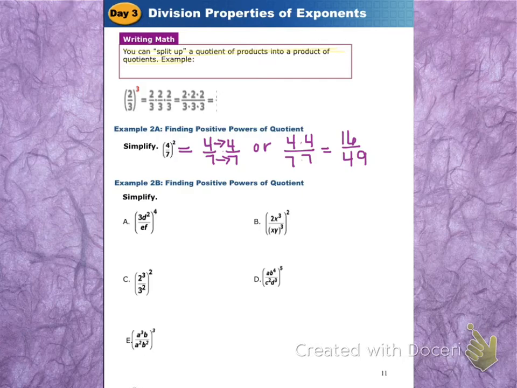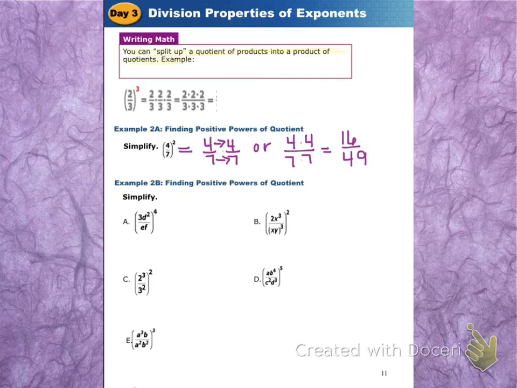Okay, so let's take this property and we're going to apply it along with the other properties we've learned throughout the prior days, and we're going to get into some more elaborate simplifications. So let's take a look at a few together, and I'll have you try some independently. Example A. Let's take a look at that.